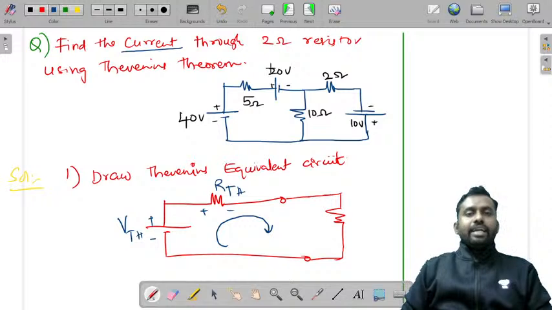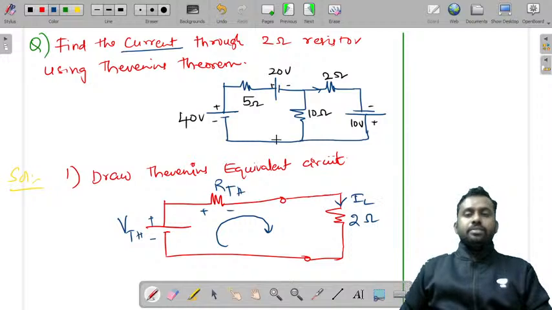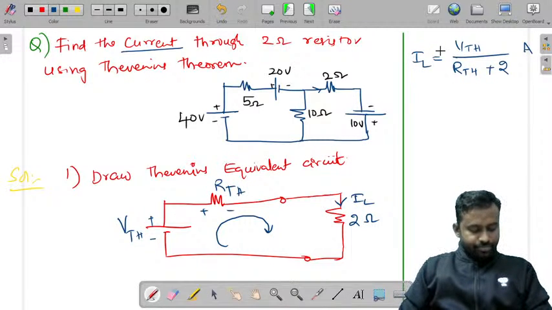We are asked to find current. So let us consider this current. So this is 2 ohms. Let us call this the load current. Now what is the load current? IL is equal to, we know already, simply by applying KVL, VTH by RTH plus RL. What is the value of RL? It is 2. So this is the load current.